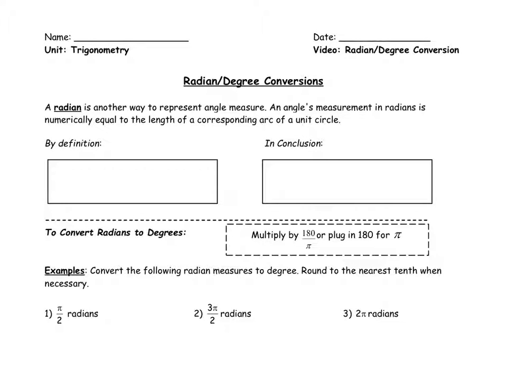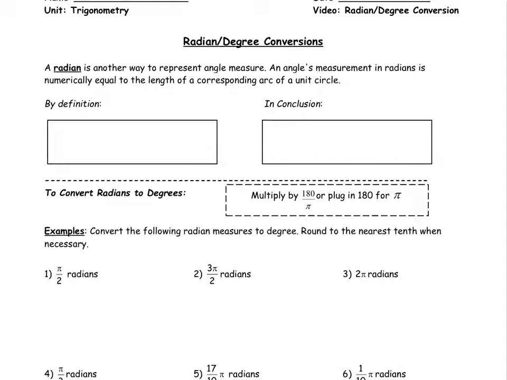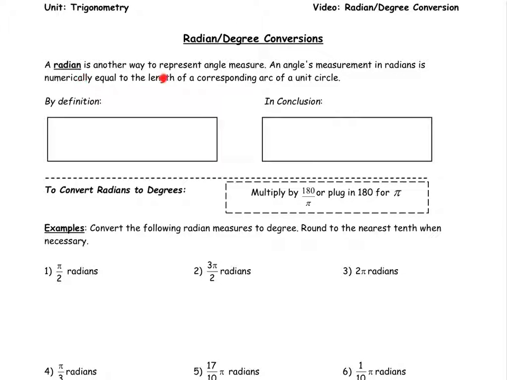Hi everyone, in today's lesson we're going to talk about how to convert from radians to degrees and vice versa. A radian is simply another way to represent an angle measure, and an angle's measurement in radians is numerically equal to the length of the corresponding arc of the unit circle. Now, this may seem a little bit confusing right now, and we'll elaborate on that, but I just want to talk about what a radian is and how to convert it to a degree.